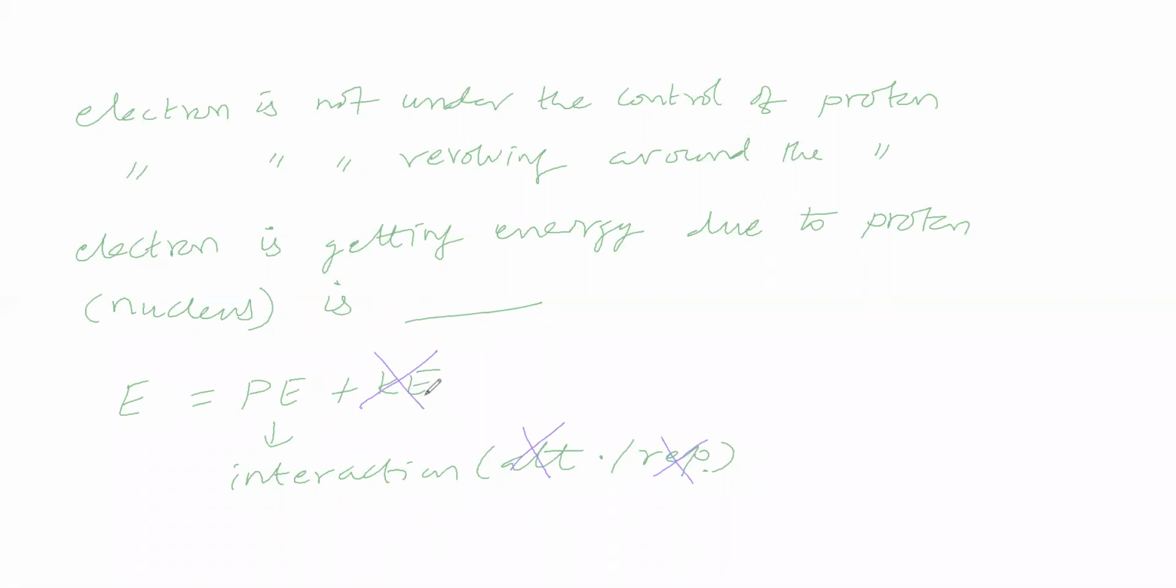Kinetic energy 0 means, with respect to moving around the nucleus. So potential energy is not there, kinetic energy is not there. So what is the energy of the electron with respect to the nucleus, with respect to revolving around the nucleus? One student says the electron is revolving around the nucleus. At infinite distance, how will it revolve?